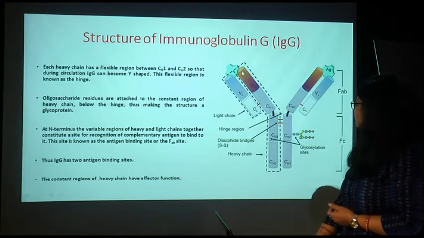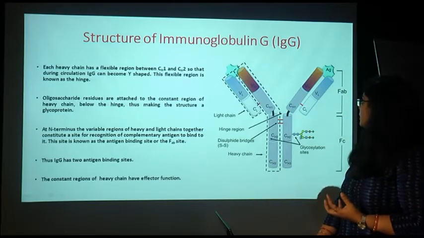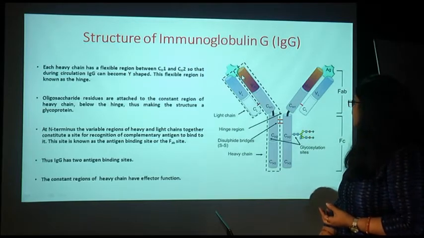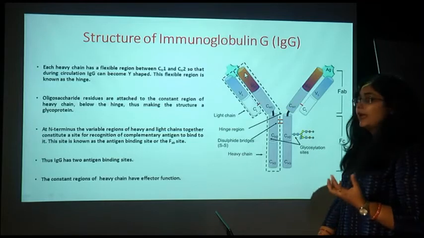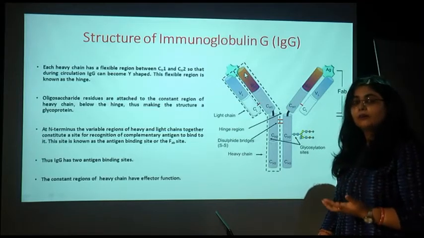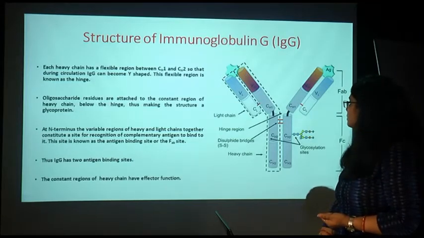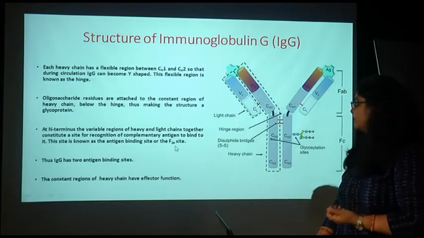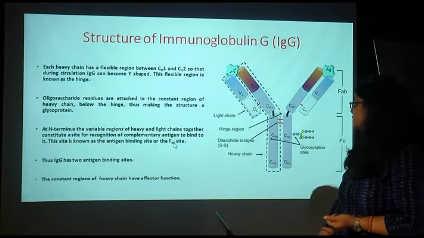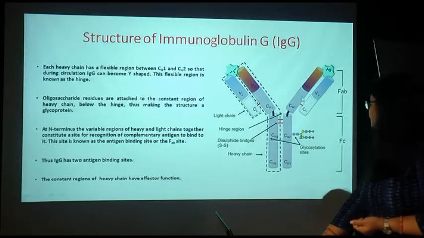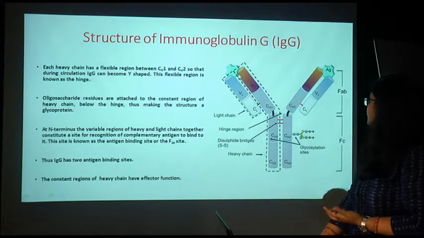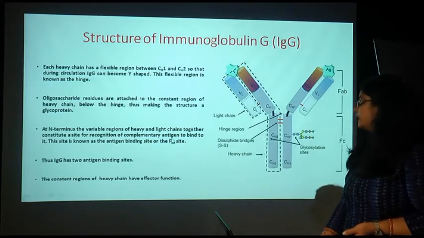Also, the N-terminal regions of both variable chains of heavy and light chain, they together constitute the region where the antigen will actually come and bind. Okay. So this site is actually known as the FAB site or the fragment antigen binding site. This is the antigen binding site. So if you can see from the structure, one molecule of IgG has 2 antigen binding sites.